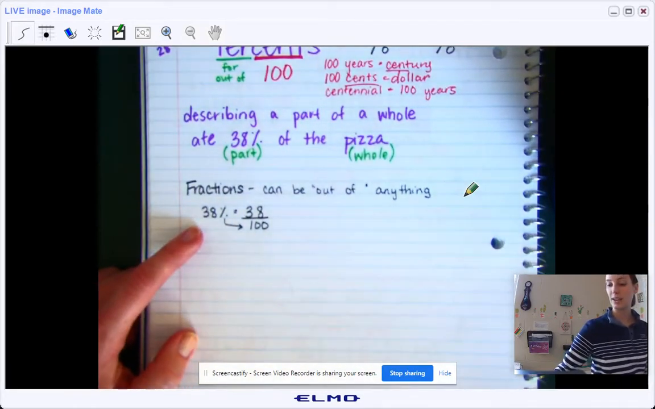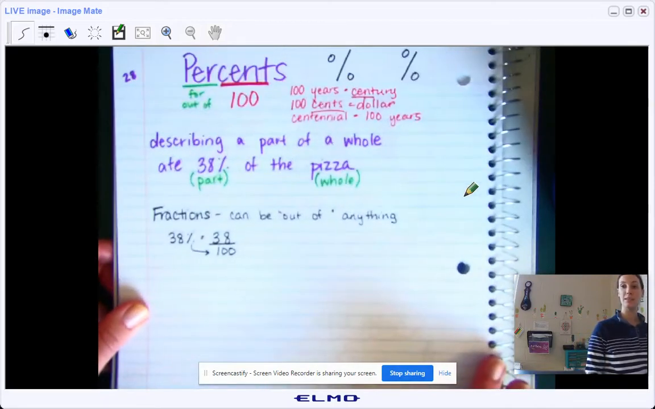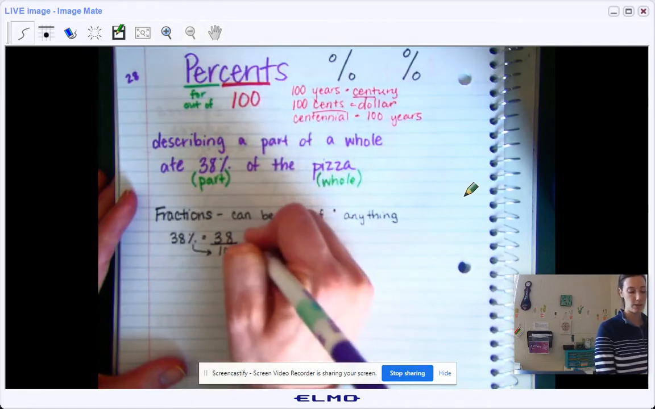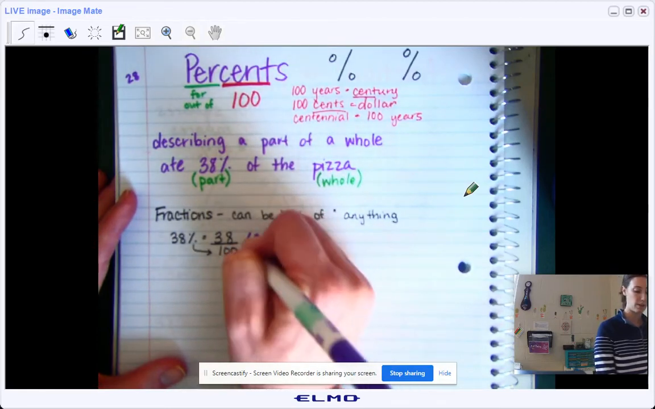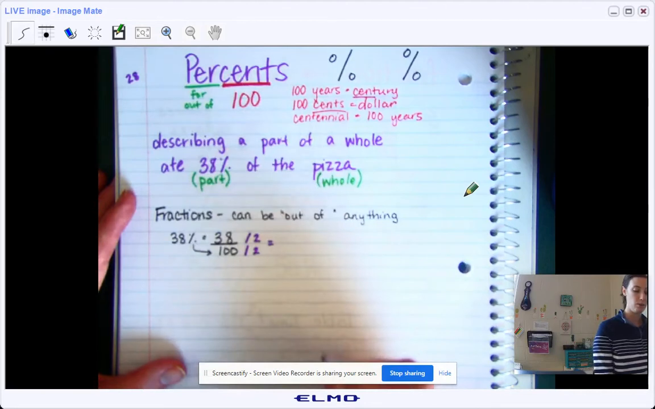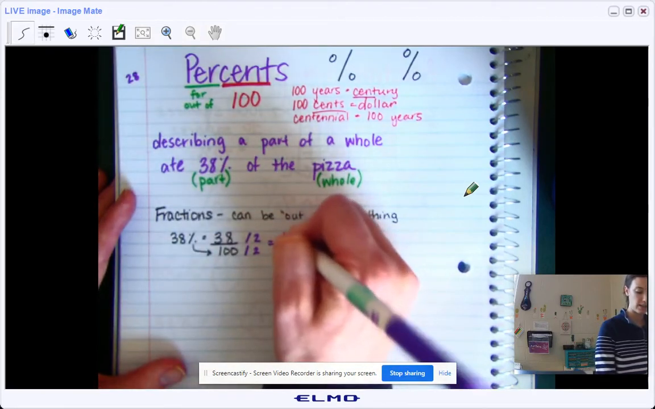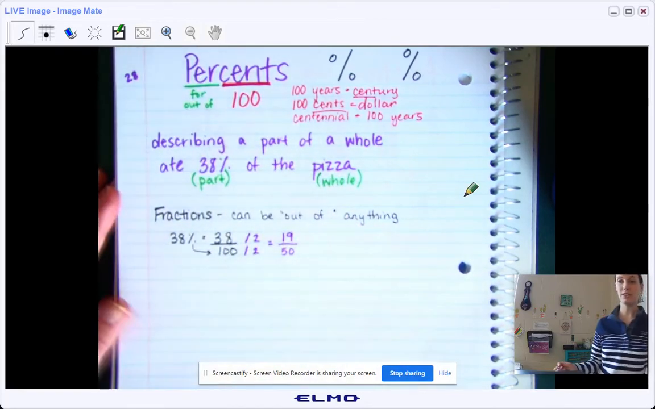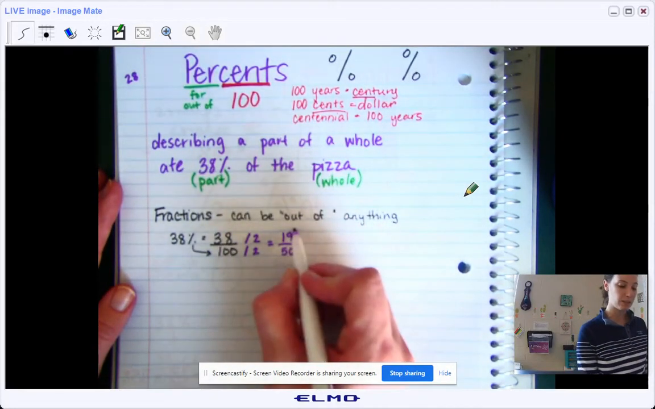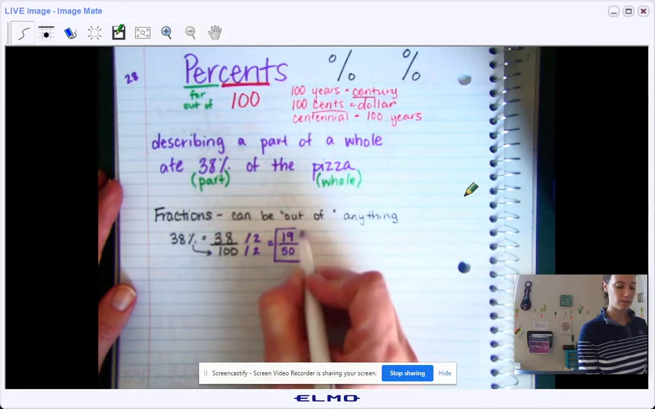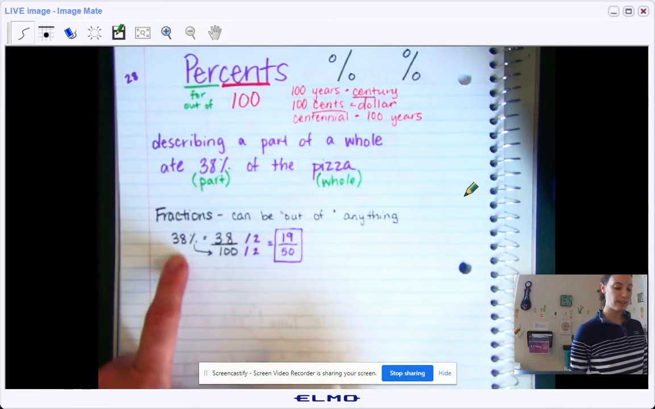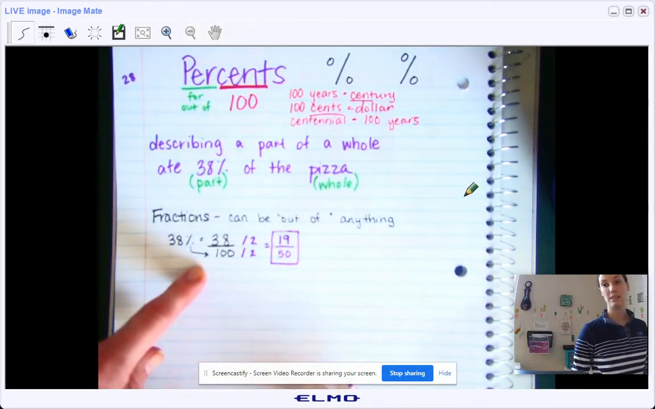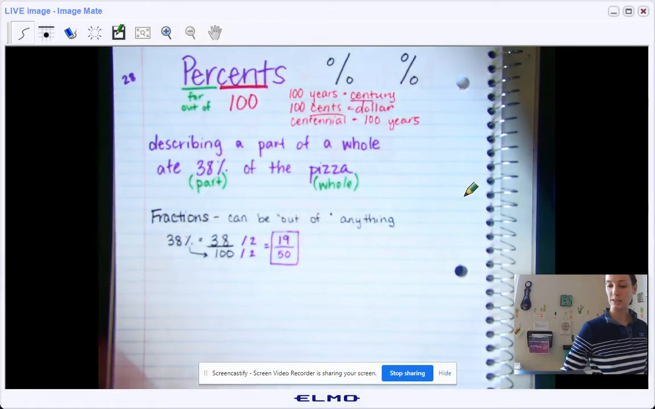Now you guys are pretty dang good at simplifying fractions. So I look at the common factors of 38 and 100. If I needed to check, I could look at my factor table, which is hopefully glued into your notebook. 38 divided by 2 is 19. 100 divided by 2 is 50. 19 and 50 don't have any more common factors, so this is the simplest form of the fraction. So we can say 38% is the same as 19/50ths, or 19/50ths is the same as 38%.